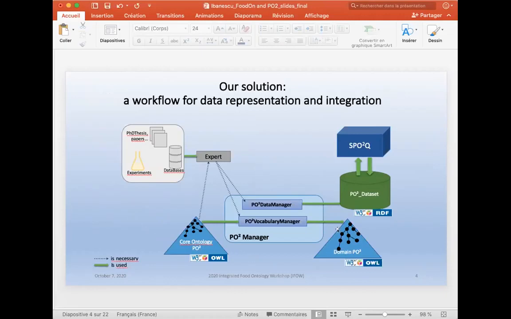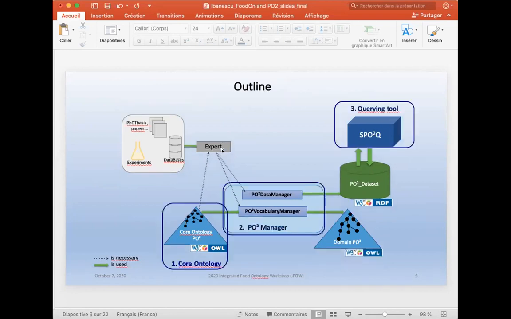So our solution is the following. We have a domain ontology that specializes and extends the core ontology. We annotate data with concepts from this domain ontology, and we store it in a repository. And for doing this, we needed to build two dedicated tools that I will present today, PO2 Manager and Spock. And all this workflow is implemented using semantic web technologies, RDF, OWL, and SPARQL. So I will start with a very short presentation about the core ontology. Then I will present our tools.